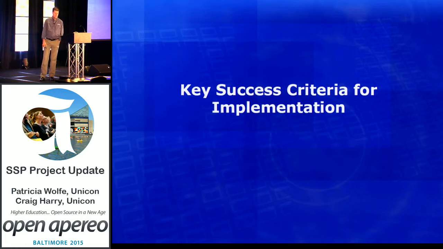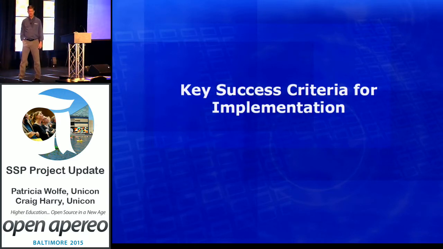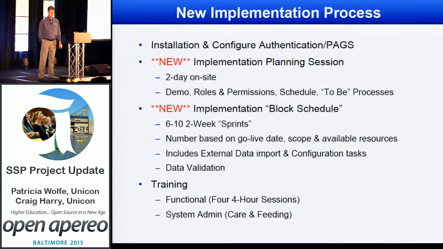So one of the last things I'm going to talk about is some of the key success criteria for our implementation process. We revised our implementation process last year to give it much more of a structure, and we've had real good success with it thus far. We've cut down the implementation time from averaging 6+ months to now we can get it down to 3 to 4 months, which is really a big improvement. So currently, this is our new implementation process.